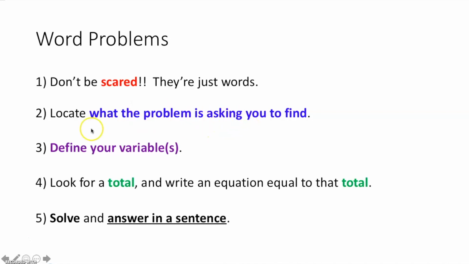Based on that, you then define your variables. You may have one, you may have multiple. After you've defined your variables, you're going to look for a total and write an equation equal to that total. Finally, you can solve that equation and make sure your answer is in a sentence.